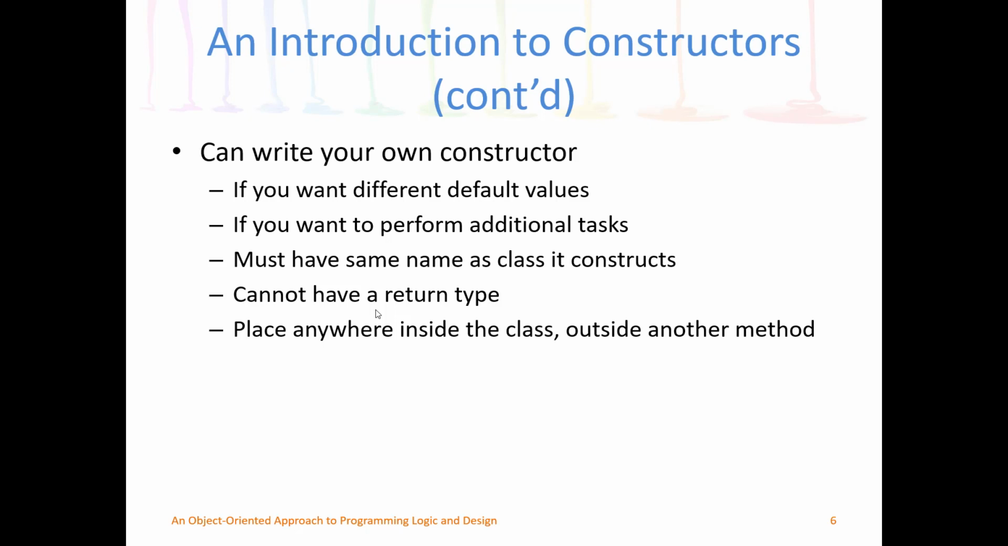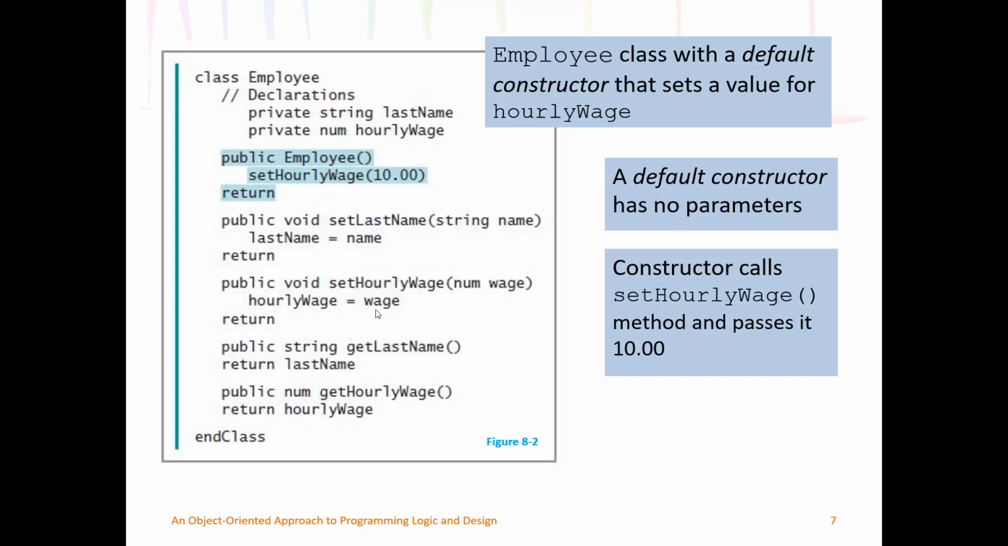You can place it anywhere inside the class as long as it's not within a method already in the class. I usually put the constructors right after the attributes. Why? Because that's the first method you're going to run when you create an object. So here's our employee. You see in the highlighted blue, here is our employee constructor. Here's everything else as it was before. Employee, employee, so it has the same name as the class, no return type, and it's always public.